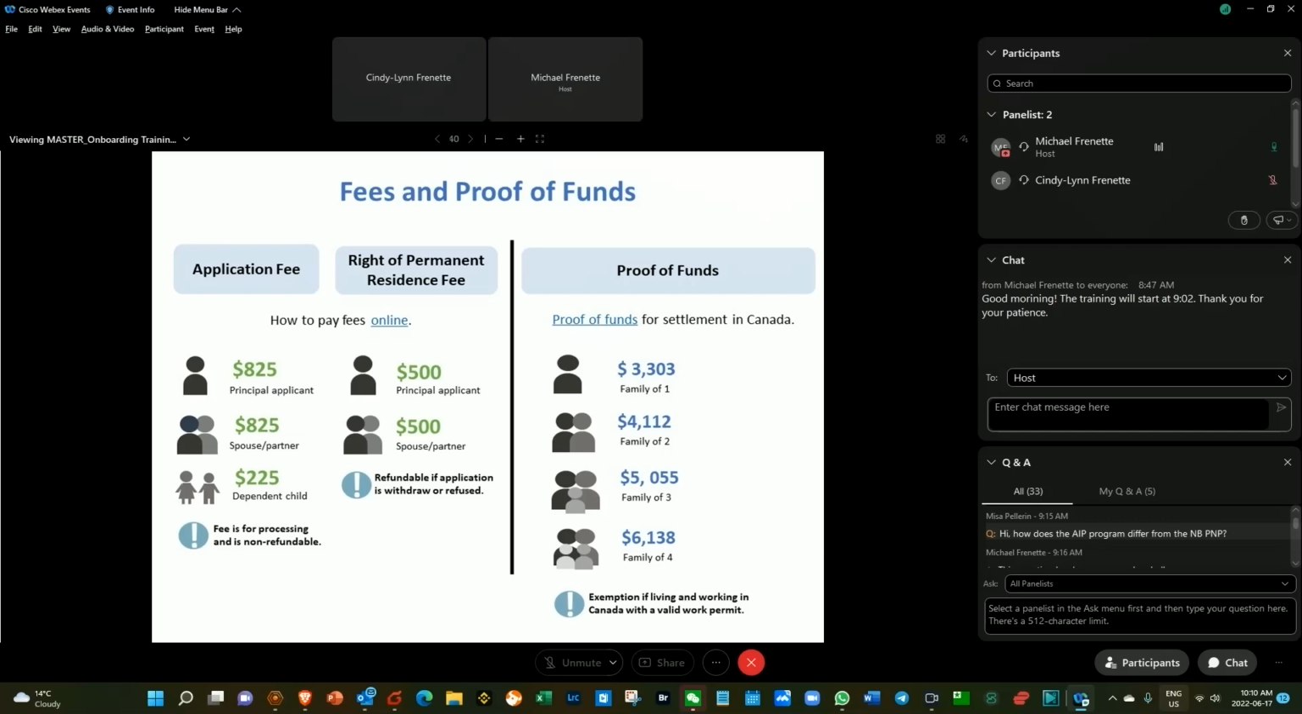If your candidate is living and working in Canada with a valid work permit, they do not need to submit proof of funds with their permanent resident application.